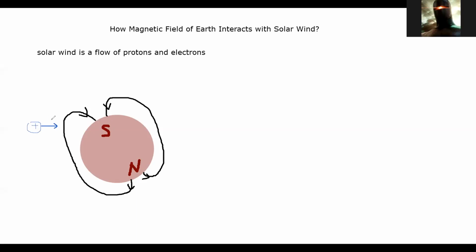So it's moving towards the field like so. Okay? So we're going to try to understand what kind of motion this particle will undergo when the magnetic field of Earth will affect the motion of the particle. So I'm going to have to demonstrate that, so you have to look at the screen.